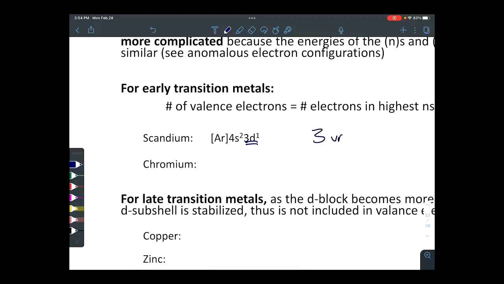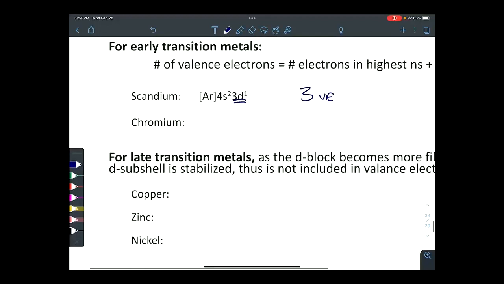So how many valence electrons are there? 3. And the reasoning, we know this is because we oftentimes see scandium 3 plus cations. That scandium ion will lose all of its electrons. So we know that those D electrons are actually high energy.